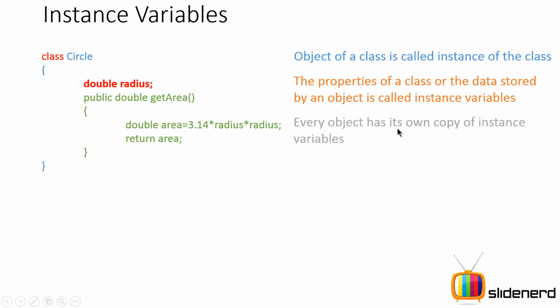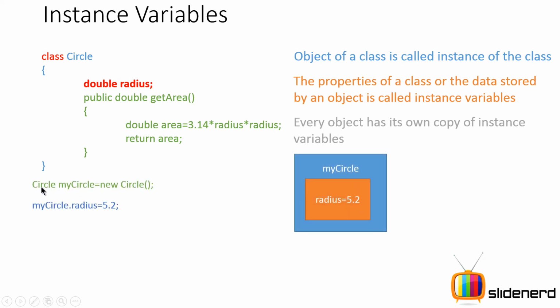So every object has its own copy of instance variables. In other words, this radius is different for every object. Let's take an example and try to understand that. When I say Circle myCircle = new Circle(), and I say myCircle.radius = 5.2, what I have is my circle object with a radius value of 5.2.